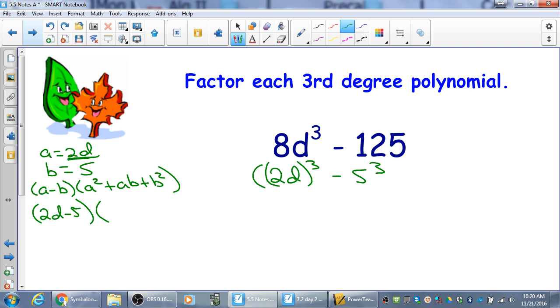A squared, that's 4D squared. You have to square both of them. You can't just square the D and call it good. You can't have 2D squared. You can't do that. You can, but it's totally wrong.